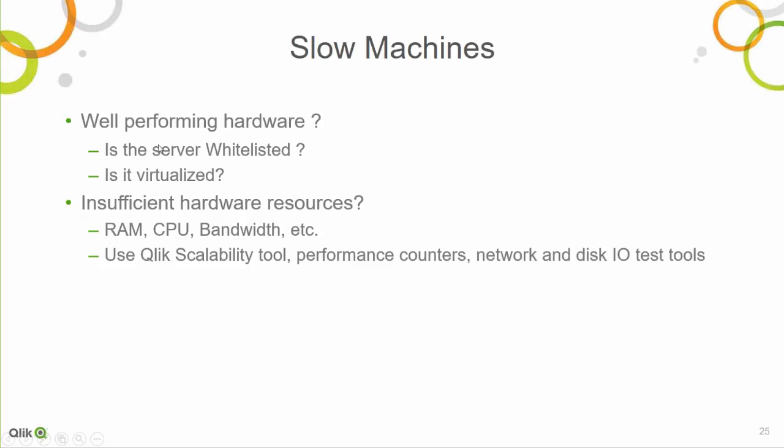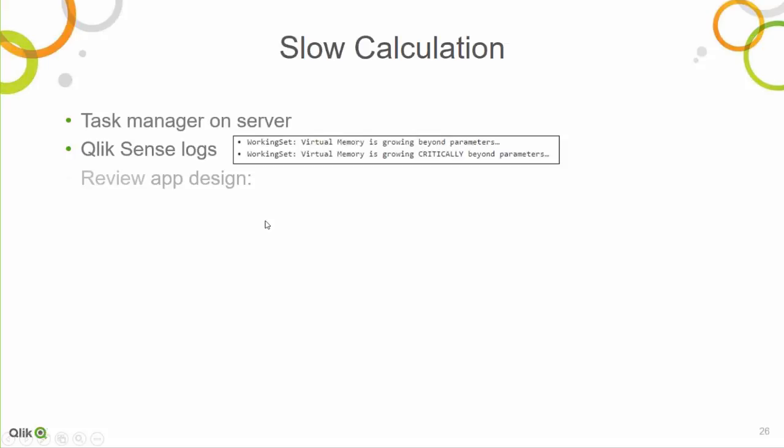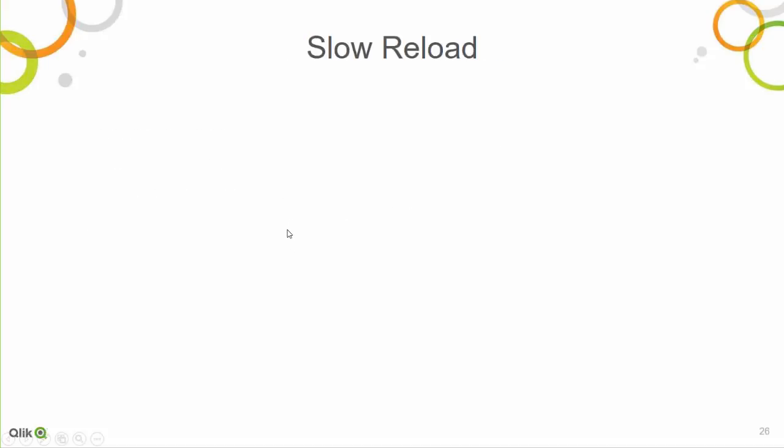First, we want to make sure that we have well-performing hardware by utilizing a whitelisted server. You can find documentation from our community. Make sure you have enough hardware resources for your app and calculation. When you have a slow calculation, you can check with the Task Manager on your server. You can utilize Qlik Sense logs and check for entries, like if the memory is really struggling. You should also review the app design to find the slow object and check its expression.